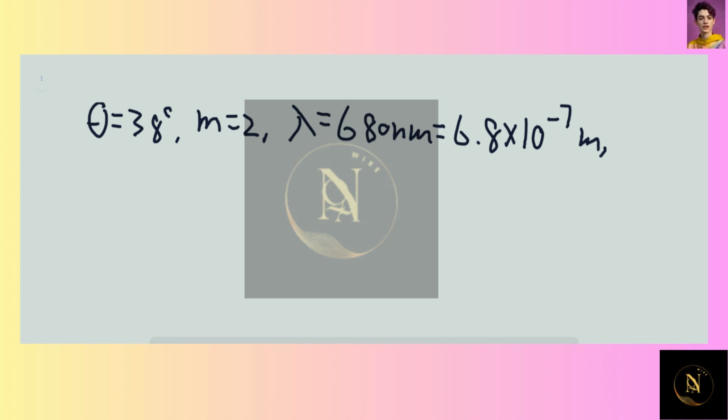So what we know is theta, which is the angular deflection, is 38 degrees. m is equal to 2 since it's the second order bright band, and the wavelength of red light is 680 nanometers, which is 6.8 times 10 to the negative 7 meters. So we need to figure out how many lines per centimeter for the grating.